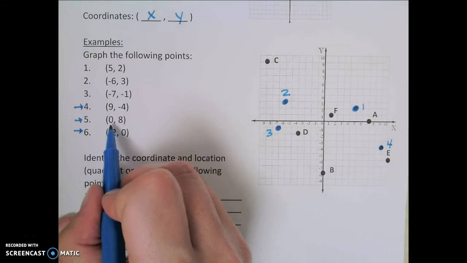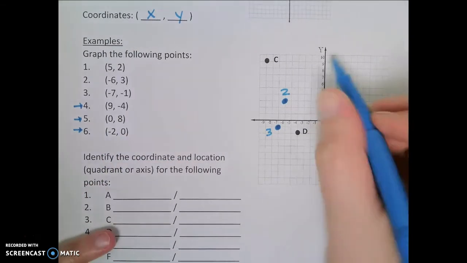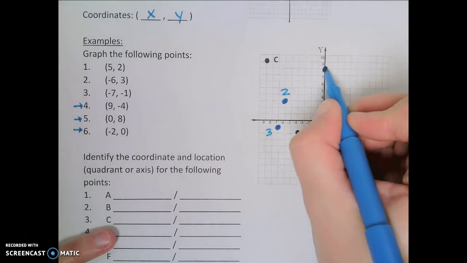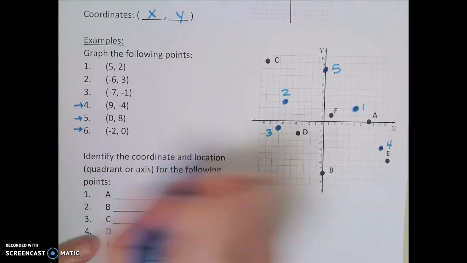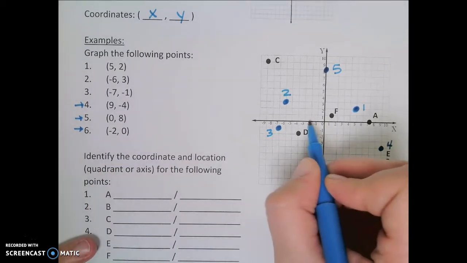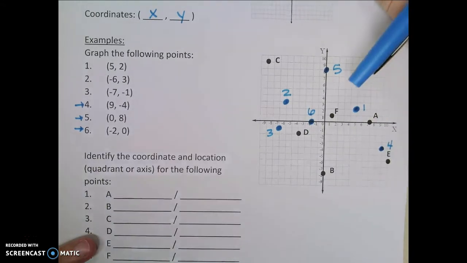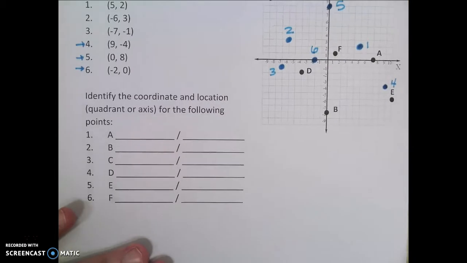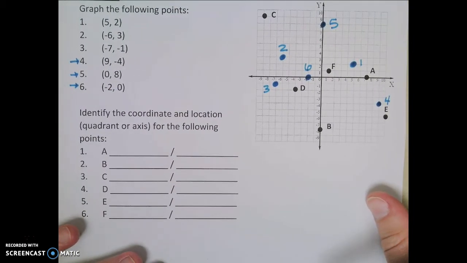And then for number 5, (0, 8). 0 means if I'm starting in the middle, I don't go side to side, I just go up 8. So that would be on the y-axis. That's number 5. And then number 6, (-2, 0). I'm going to go to the left 2, and I don't go up or down. That means I'm on the x-axis. There's number 6.